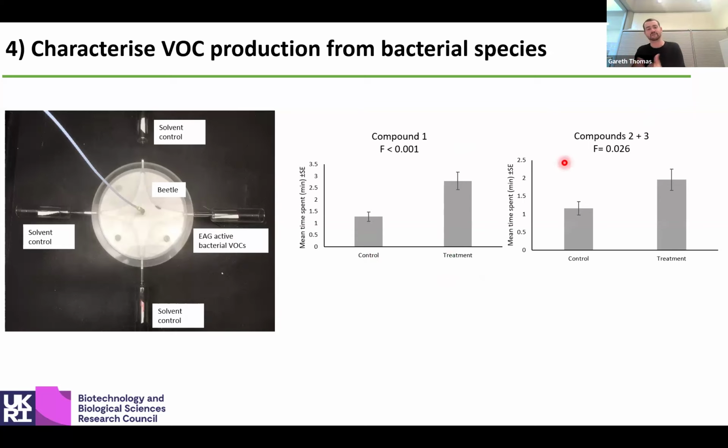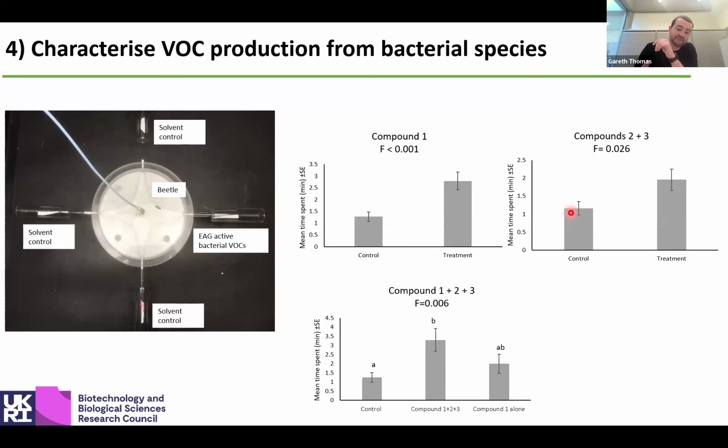We tested these 2 together because it was technically quite difficult to separate them out individually because they came off at quite a similar time in the trace. But we also tested them together because they are also produced together by the Brunneria. We also found that the beetle spent a significantly greater amount of time in the arm which contains these 2 compounds compared to the control, which was just the solvent on its own.